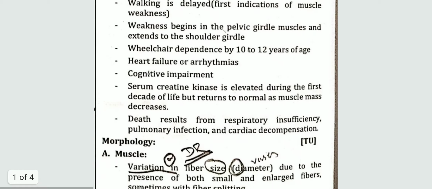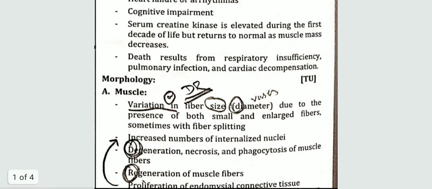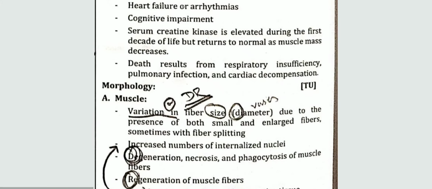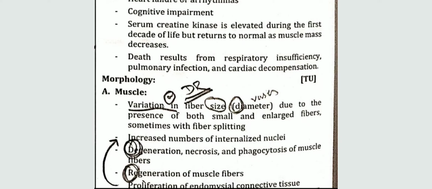Now the morphology of Duchenne muscular dystrophy. It starts with D and R. The mnemonic is DR: the diameter varies. Some of the muscle fibers are smaller in size, whereas some of the muscle fibers are bigger in size. They are bigger because of regeneration. The diameter varies, and there is degeneration of the muscle fiber and regeneration of the muscle fiber, with proliferation of the endomysial connective tissue and increase in the internal nuclei, leading to enlargement of the muscle fiber.